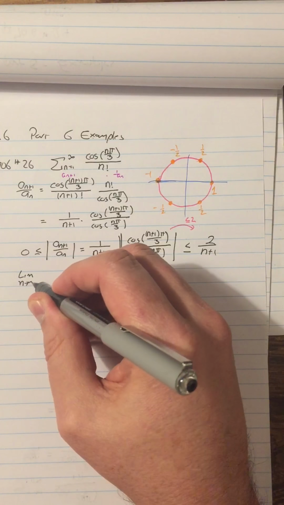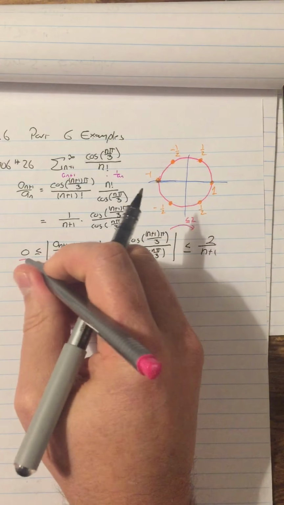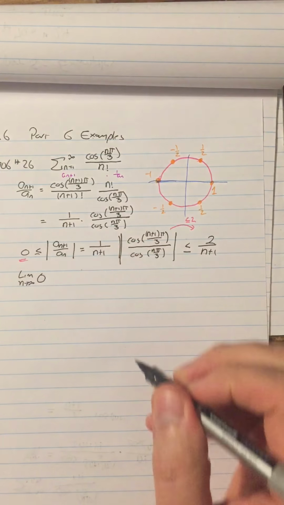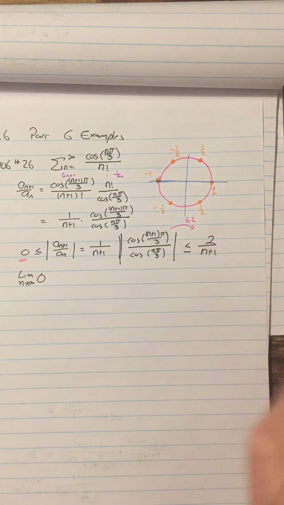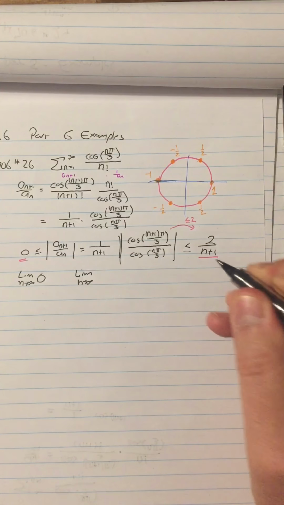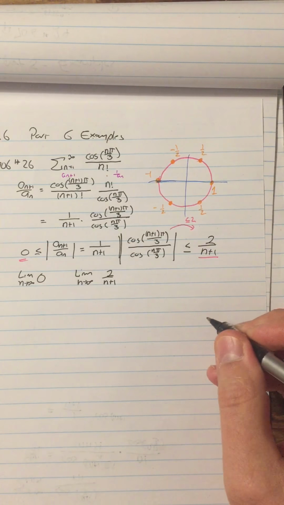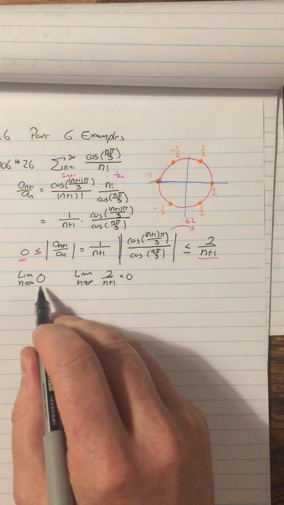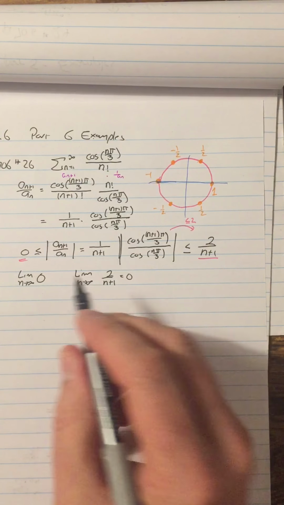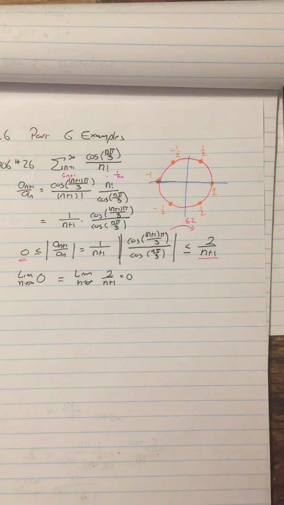Well, the limit as n approaches infinity, if I just look at this end of my inequality, I have 0. And if I look at the other end of the inequality, I have the limit as n approaches infinity of 2 over n plus 1. The limit of 2 over n plus 1 is equal to 0 because the denominator increases without bound. The limit as n approaches infinity of 0 is the limit of a constant sequence, so it's just the constant, also equal to 0. These two are equal to 0.